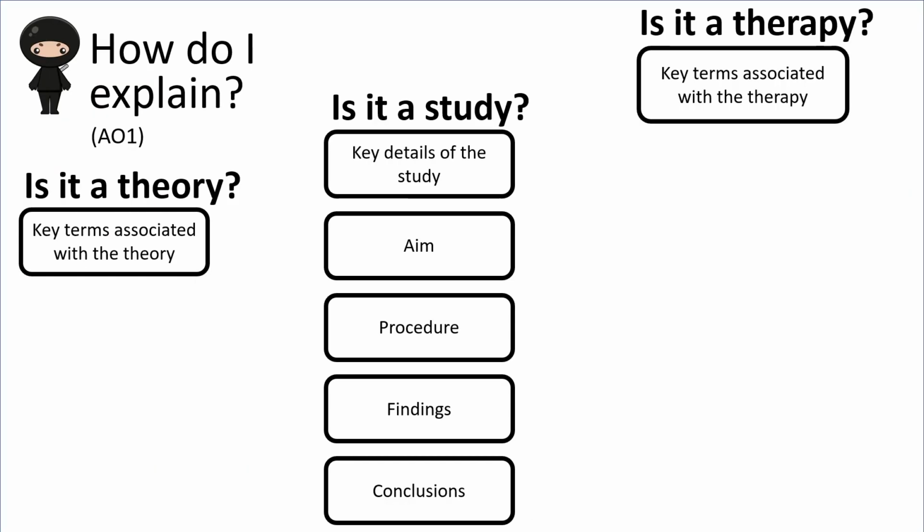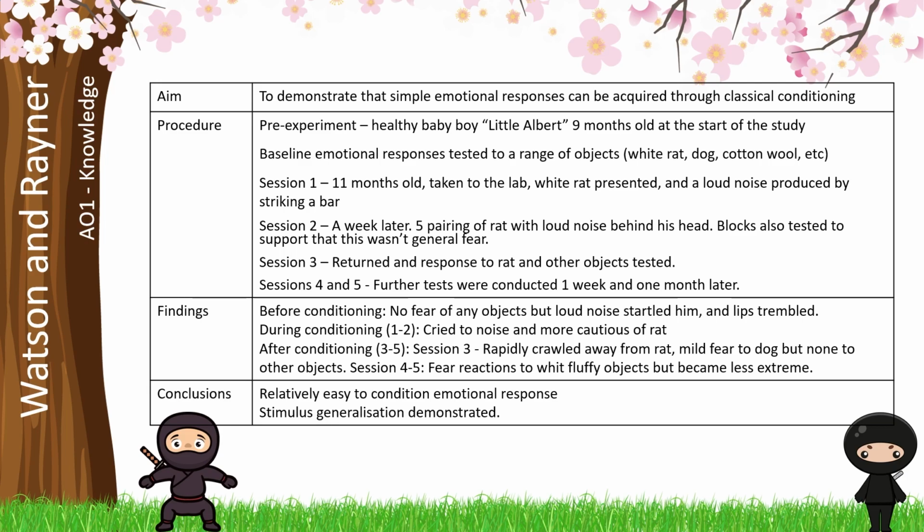Today it's the turn of Watson and Rayner, which is our classic study for learning theories. So, how are you going to access AO1 or explanation marks? Well, this is a study, so that means aim, procedure, findings and conclusions. Make sure you're selecting details that you can later use for evaluation. So, when we're thinking about this, you want the aim to be about the emotional responses being acquired through classical conditioning. You could go one step further here and talk about fear being the acquired response.